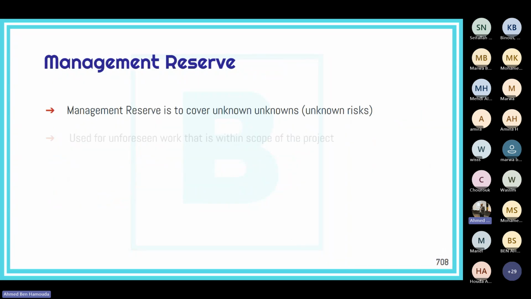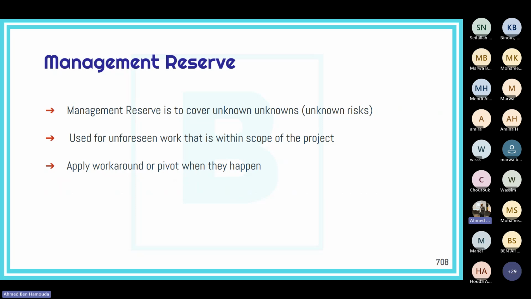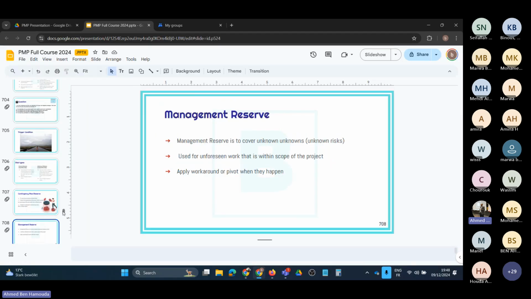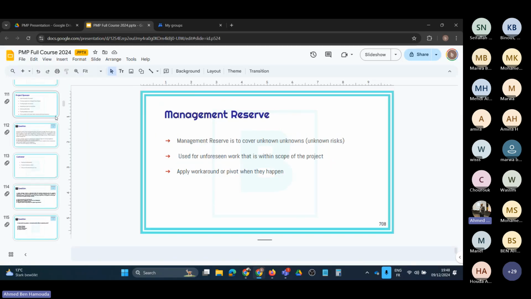Okay, a management reserve. Sorry, let's go back. A management reserve. This is used to cover the unknown risks, the unidentified risks. Okay, for any unforeseen work that is within the scope of the project, in order to apply a workaround or a pivot when they happen. Okay, so that's what the management reserve is for. Now, in this PMP presentation, if we go back to no, not here.